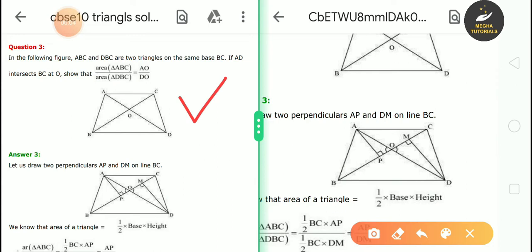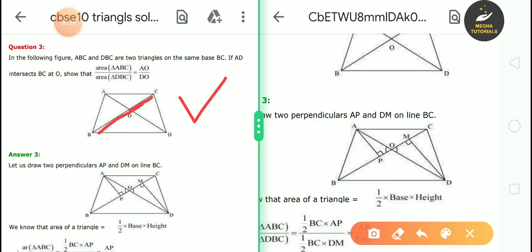Question 3. In the following figure, ABC and DBC are two triangles on the same base BC. If AD intersects BC at O, then show that area of triangle ABC upon area of triangle DBC is equal to AO upon DO. So the diagram will be on the right side and solution will be on the left side. So please focus. It is given that ABC and DBC are two triangles. They are on the same base BC. Okay. So this is your same base BC. And AD intersects BC at O.